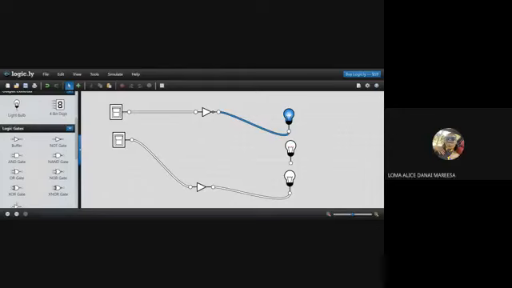Okay, if the input signal is 0, the output will be 0. If the input is non-zero, that is, it's 1, the output will be a 1.